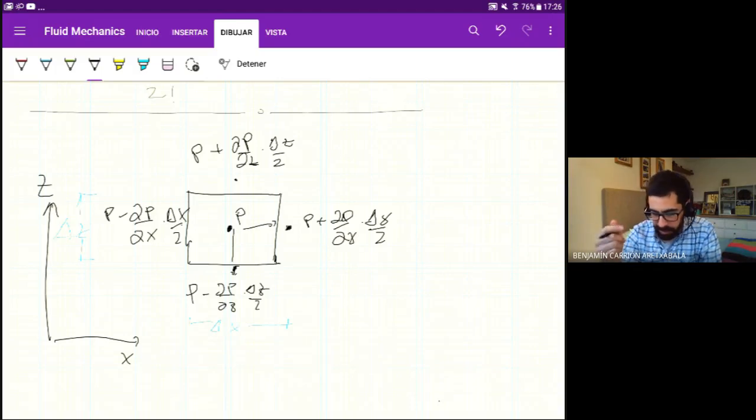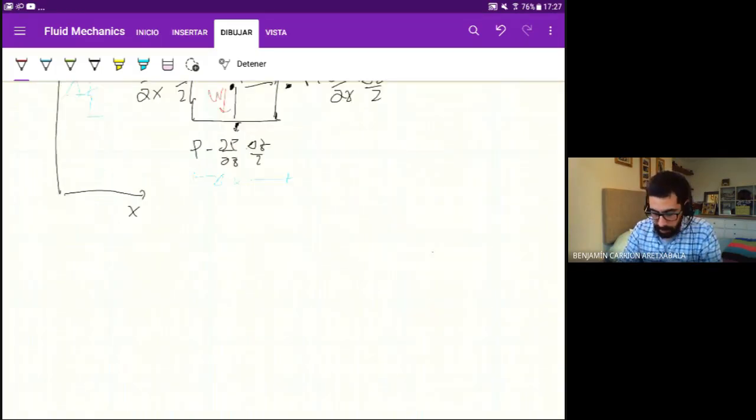What other force is acting here? It is the weight of this small, really small volume. So we have the weight here, right? Acting on the center. So let's do again what we just did.